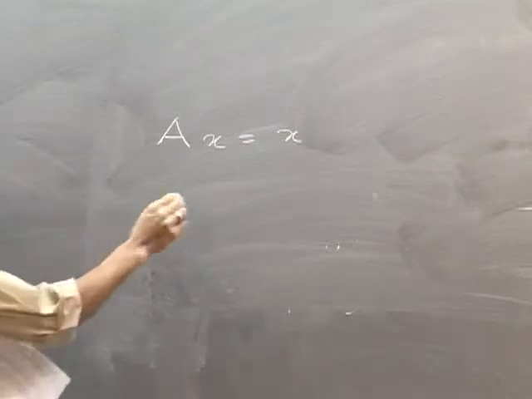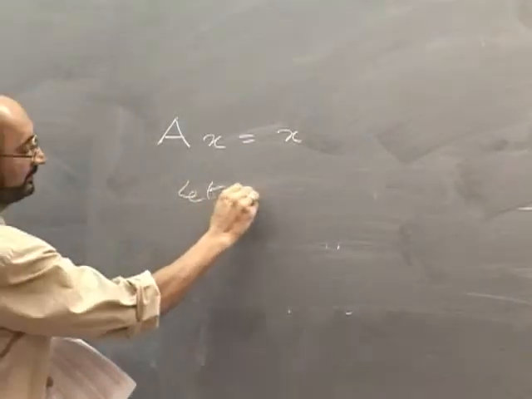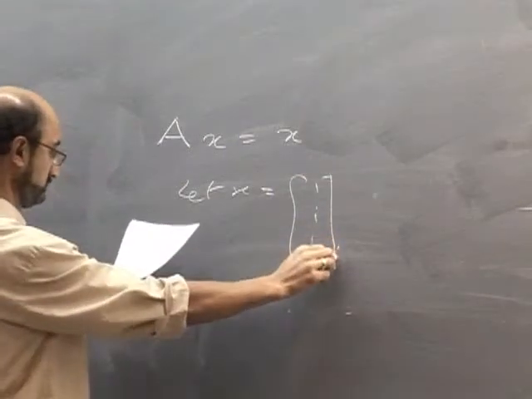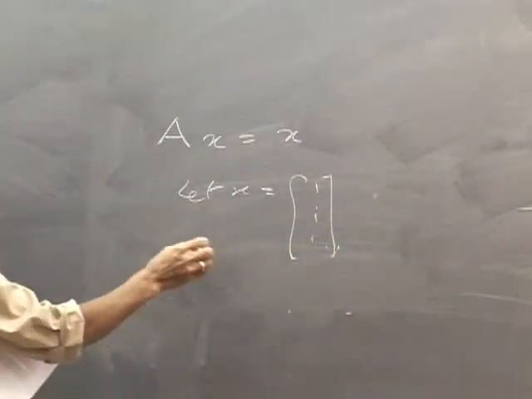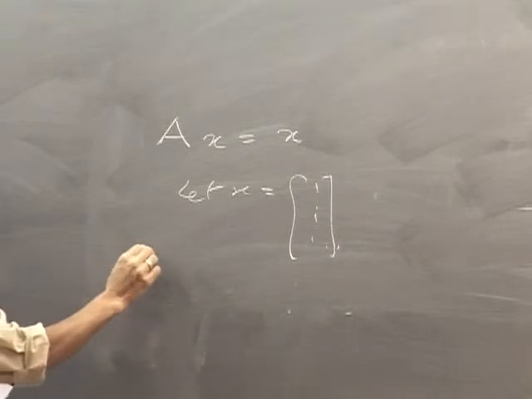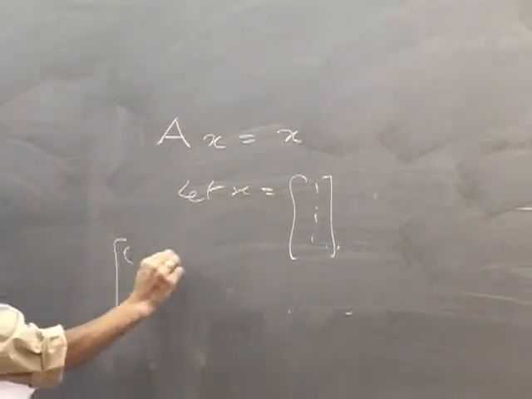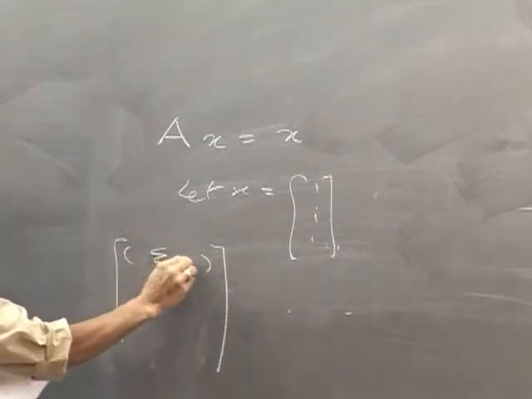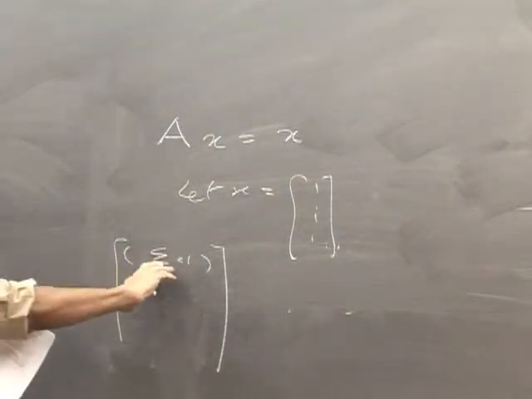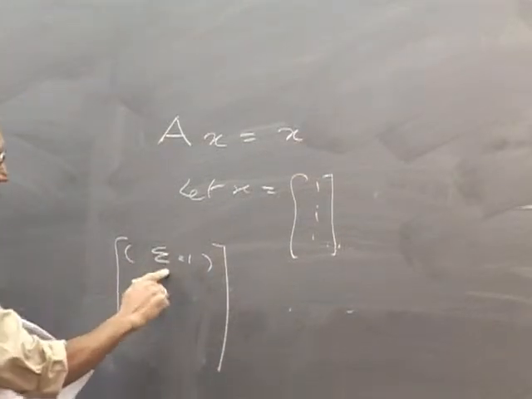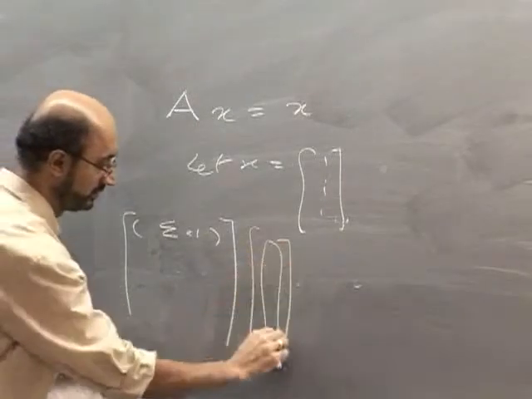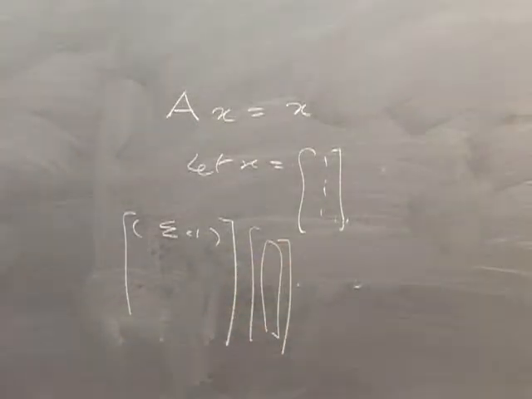So how do we say that? Well, let x equal the vector 1, 1, 1, 1 and so on. Then let's look at Ax. A is going to have this row, and this row sums to 1. So when you multiply this row with this column over here, I'm basically going to get 1, because I'm just adding up the row.